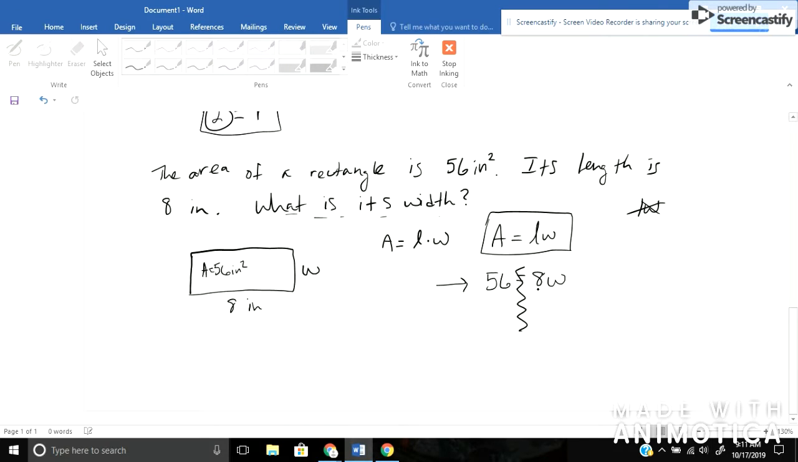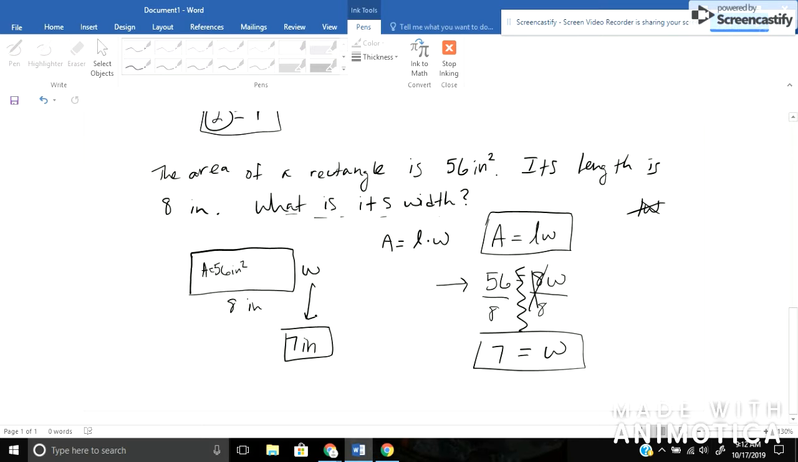W is being multiplied by 8. So to undo that, I would divide by 8 on both sides. 8 divided by 8 is 1. 1W, perfect. It's isolated. 56 divided by 8 will give me 7. So the width would be 7 inches.